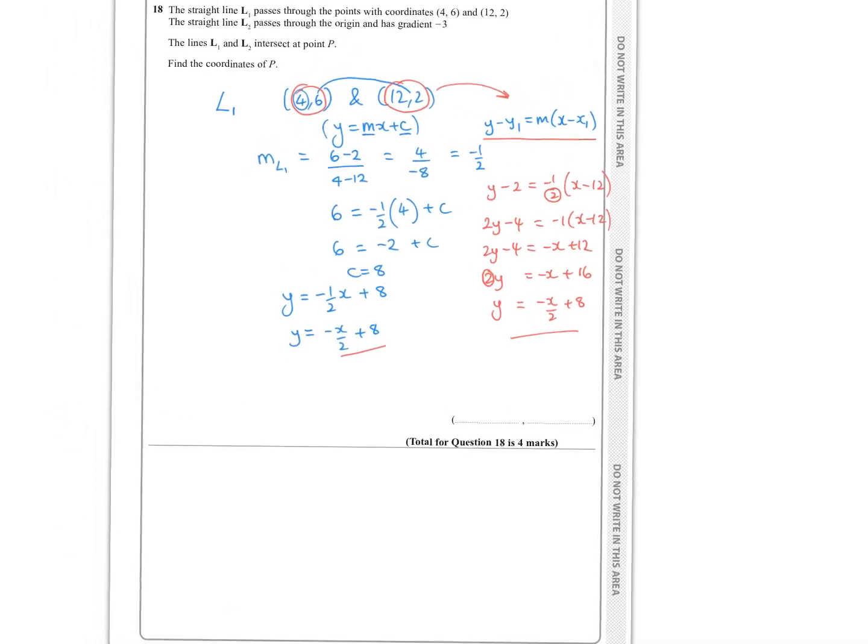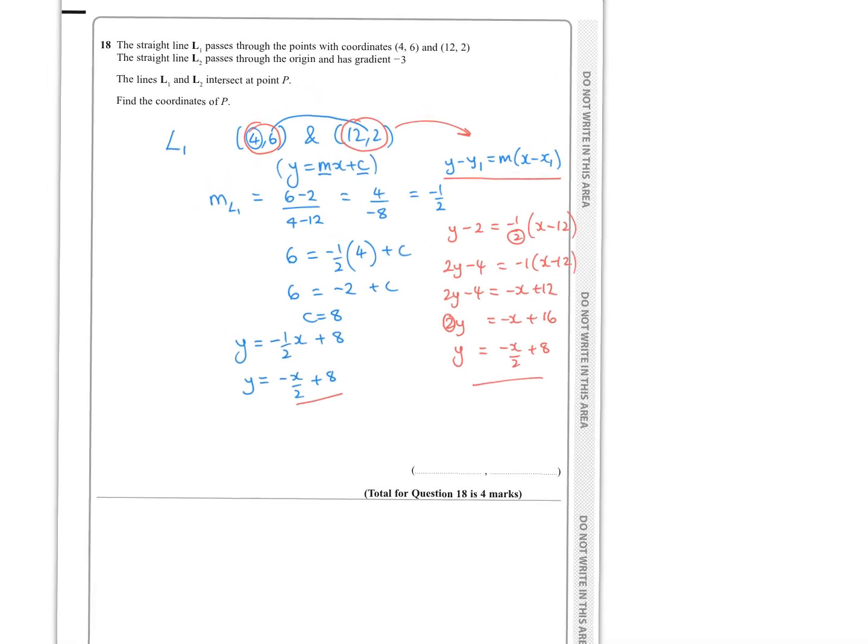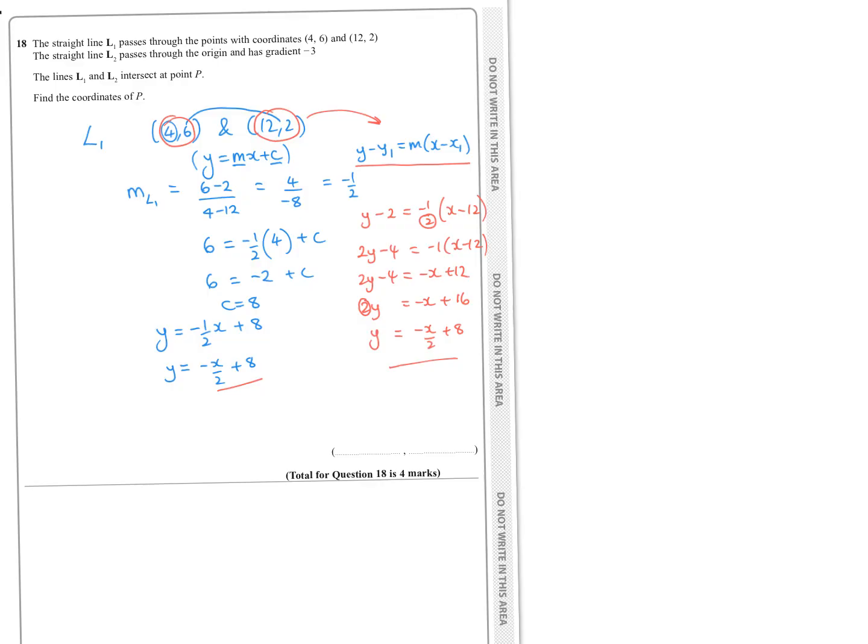So we know that L2 passes through the origin and has gradient -3. So we know straight away that the intercept's going to be 0 and the gradient's -3, so it's quite easy. We can just write that straight down.